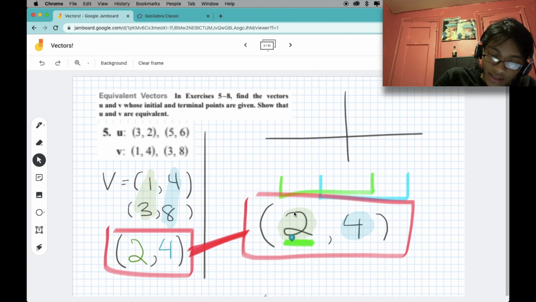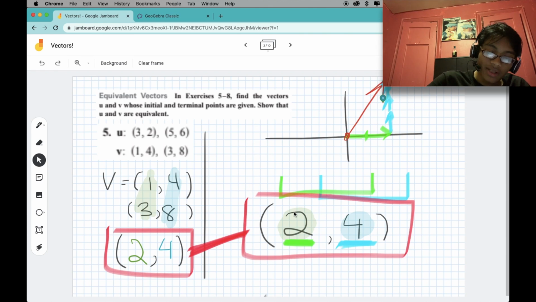So 1 and 2. Okay, and it's going to be 4 units in the y direction. So here's 1 unit, here's 2 units, here's 3 units, there's 4 units, and connect from head to tail. Okay, take the start of this vector, connect it to the end of that vector, and boom, there's the vector we've been looking for, vector 2 comma 4.